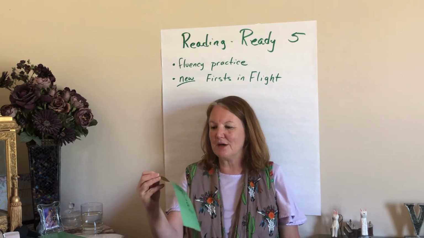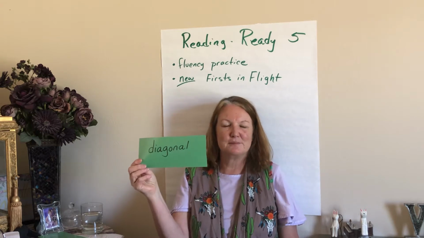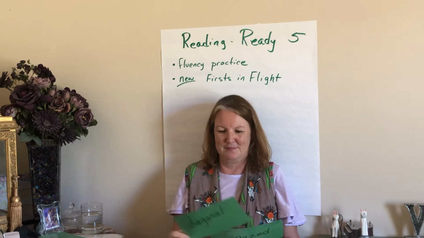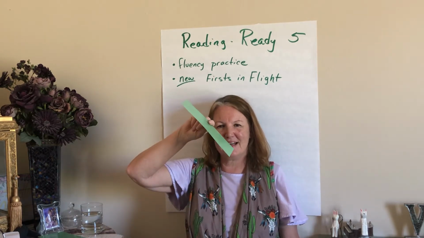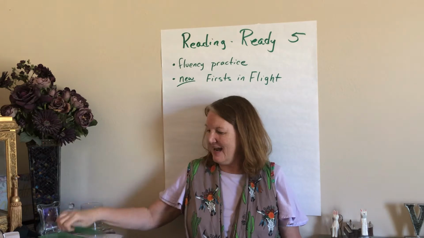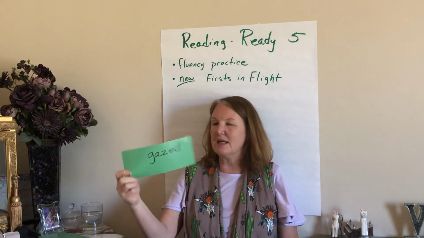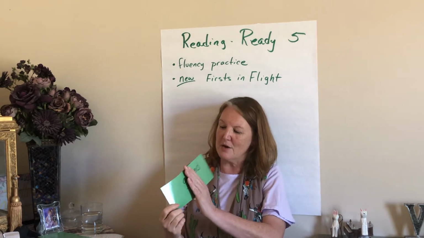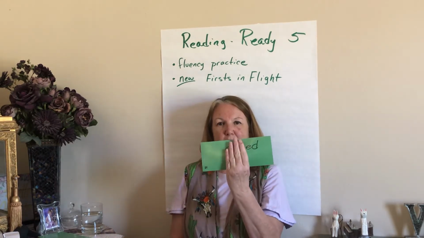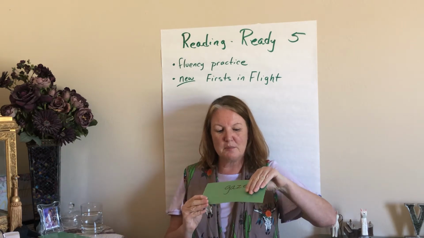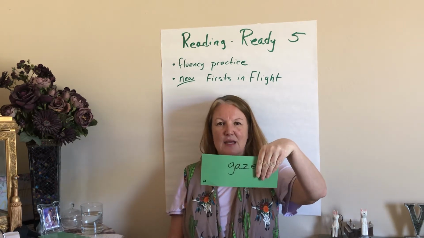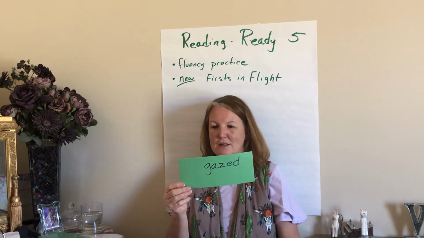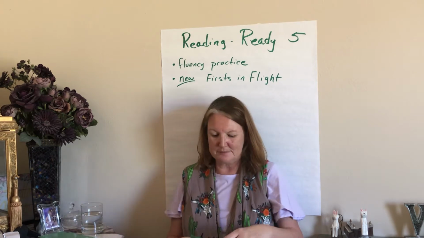The next vocabulary word is diagonal. Can you show me with your hand what diagonal means? That's correct. At a side angle. The next word is gazed. In Inspire 3, we've been talking about the ED for past tense, so the root word would be gaze. To gaze is to stare, to look at something in a steady way.